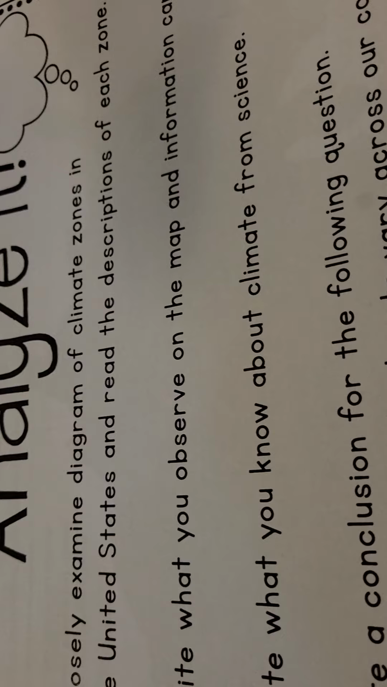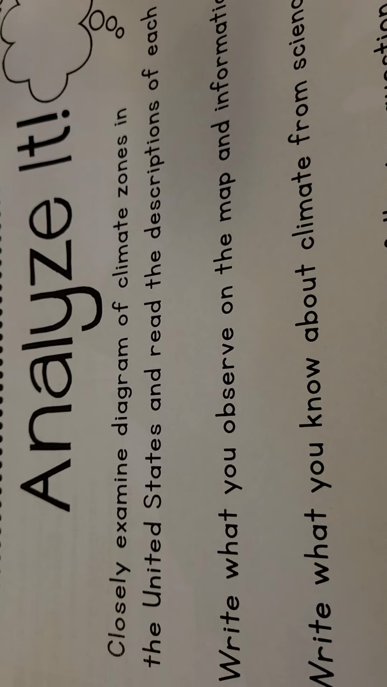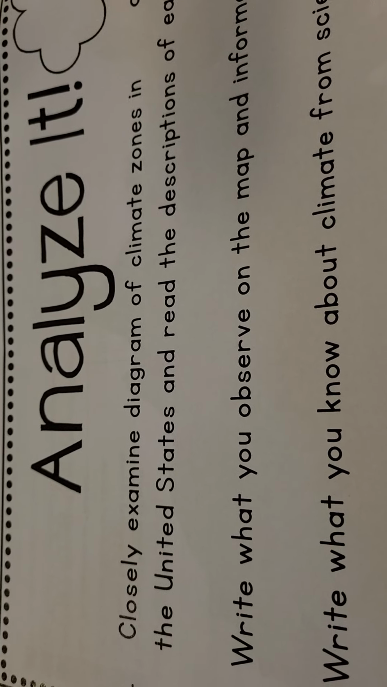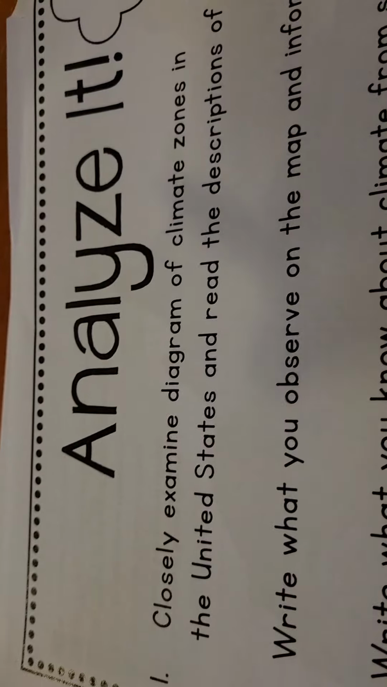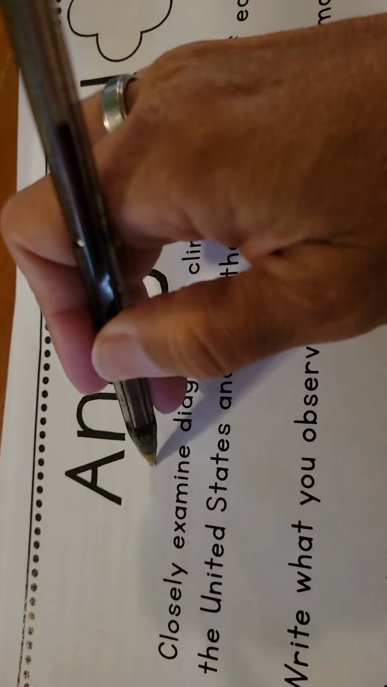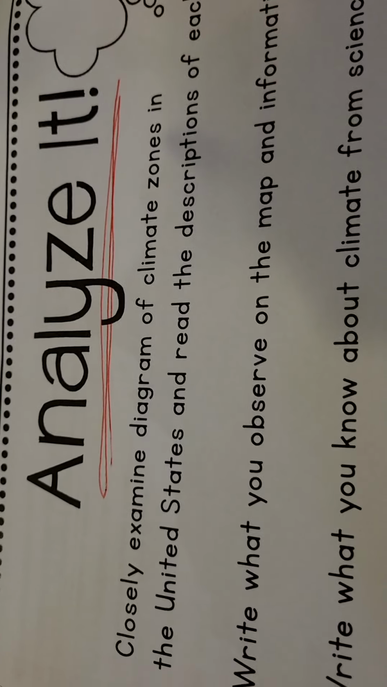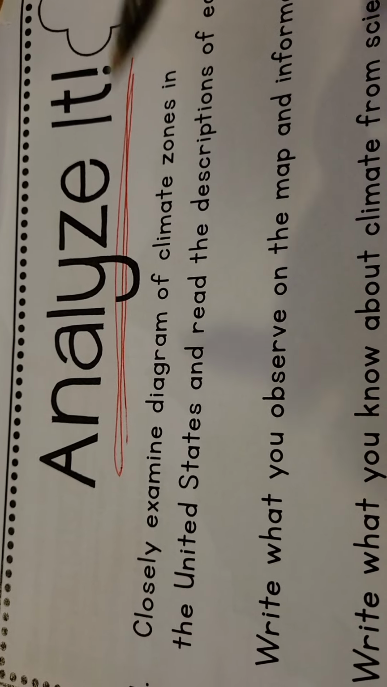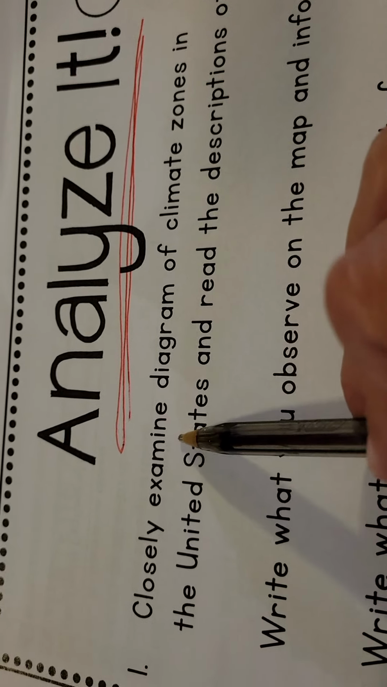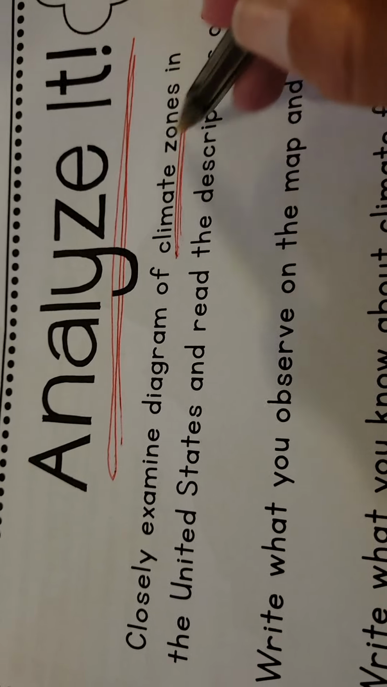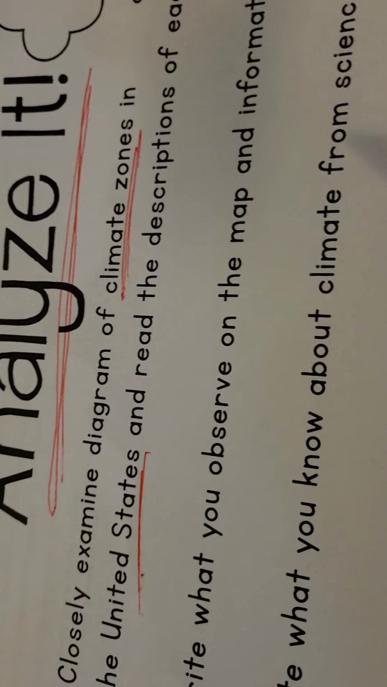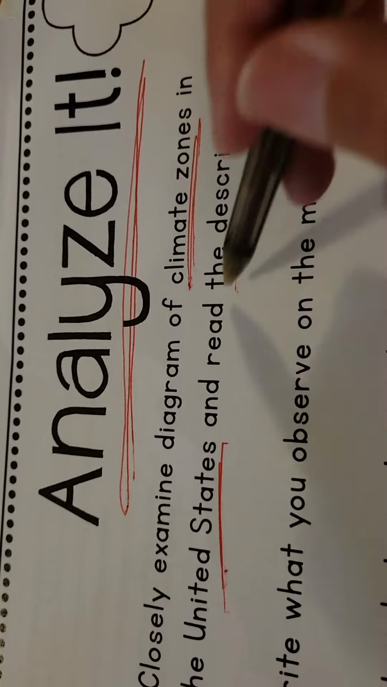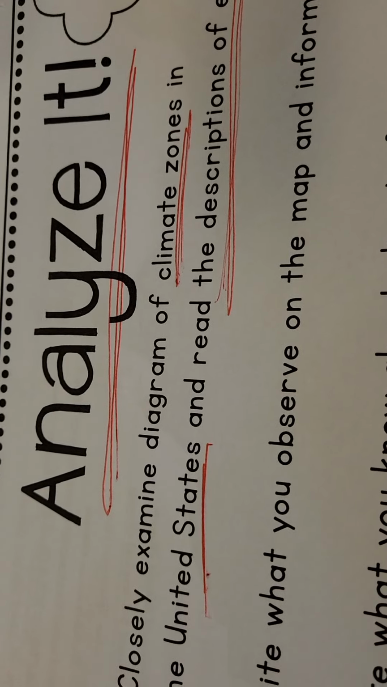Okay, so today you guys are going to continue working in your weather notebook. You're going to pick up where you left off yesterday. Yesterday you did the explain it. Today you're going to do the next section, that's analyze it. So you are going to start by looking at the diagram of the climate zones in the United States and read the descriptions and take a look at what the map is trying to show us.